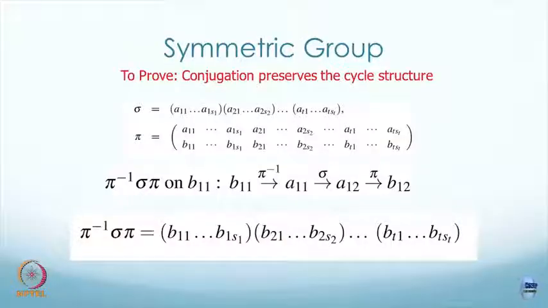So, we can write the element in the cycle structure. So, if you look at the cycle structure, okay. So, the aim is to prove that conjugation preserves the cycle structure. Okay. So, suppose you take an element in the symmetric group. Looking at this element, you will have an S1 cycle, S2 cycle, ST cycle. I am not even telling what is the number of them. Okay. This is an element which you have.